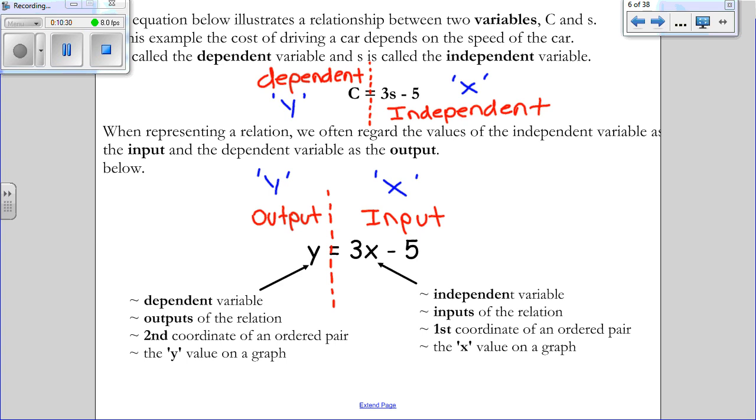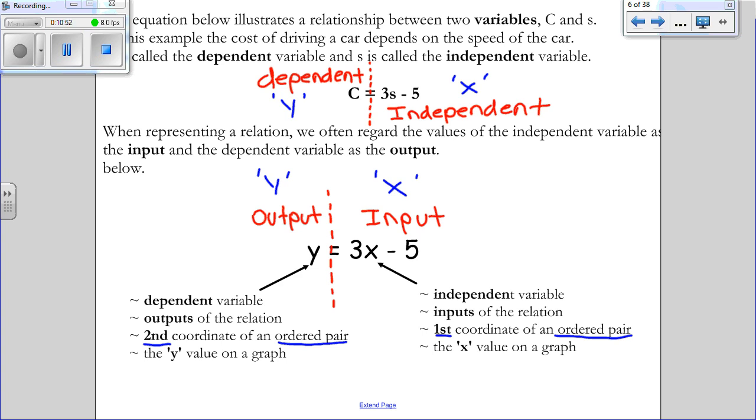They've also put it here, they've shown you the second coordinate on the ordered pair is your output. The first coordinate on an ordered pair is your input. Like they've shown you a little bit of things there, and they've written it out nicer than I have. All right, how inputs and outputs work.